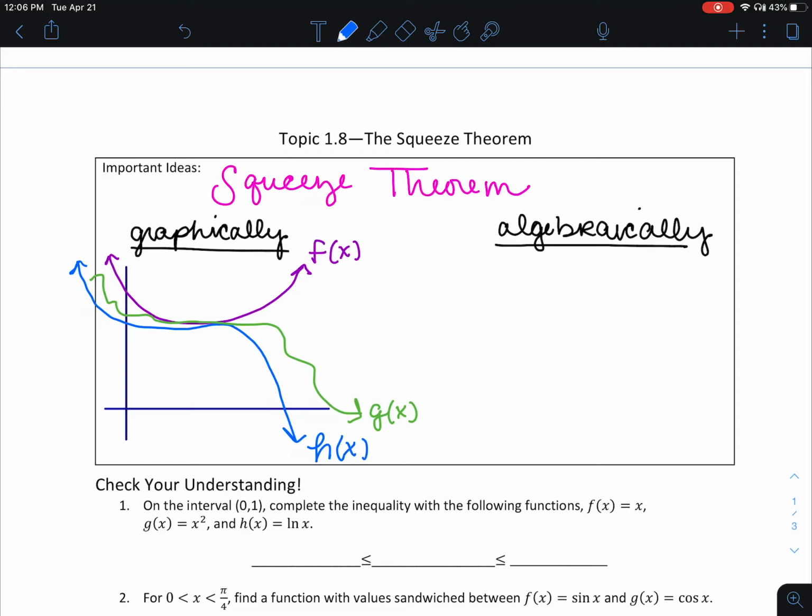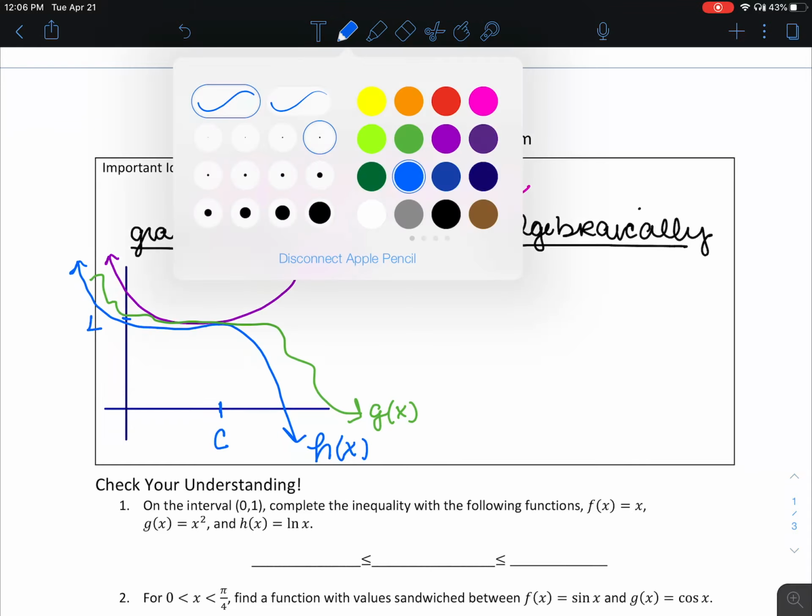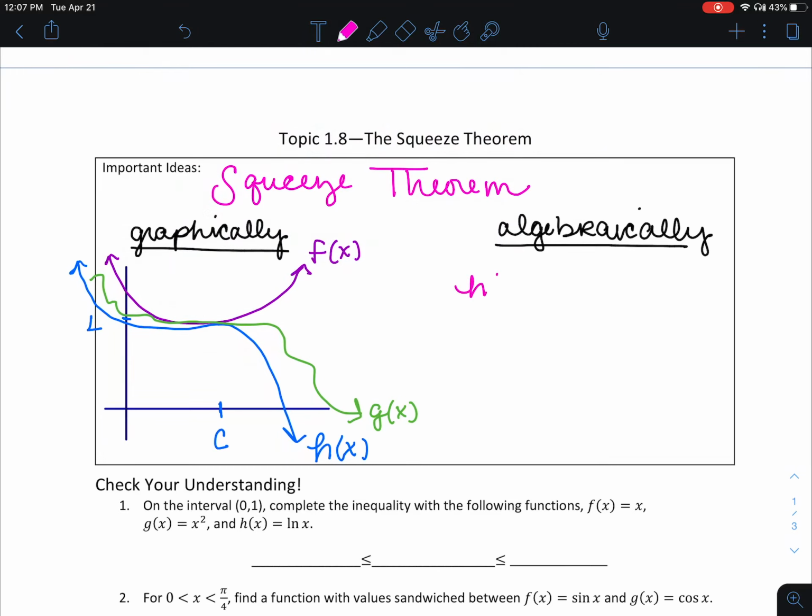h of x. And so then what we see is that g of x is squeezed between our upper function f of x and our lower function h of x. And so the limit as we approach some constant c is going to be the same for all three functions. And when we talk about that algebraically, we have h of x is less than or equal to g of x is less than or equal to f of x.